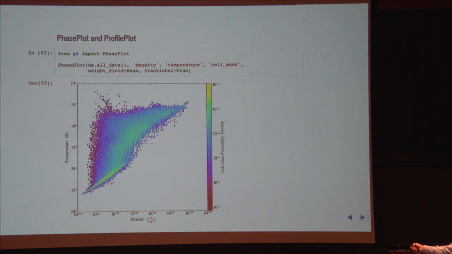In this case, this is showing me all of the data in the entire simulation, essentially binning it up into a 2D histogram. I set fractional equals true, which means it calculates a normalized probability density function is essentially what you're looking at here. But if I didn't set that, it would tell me the mass in, say, solar masses or whatever mass units you wanted.